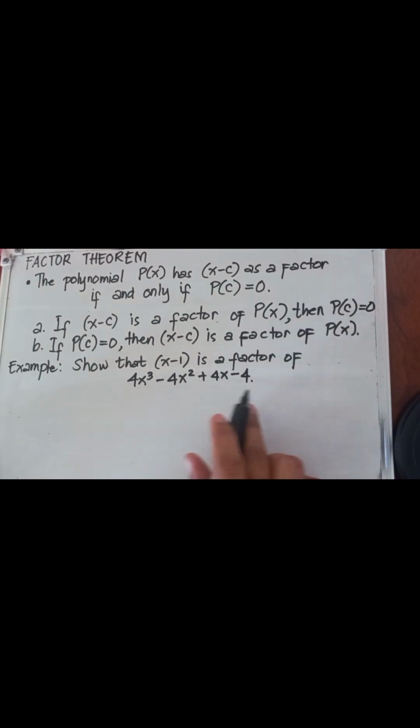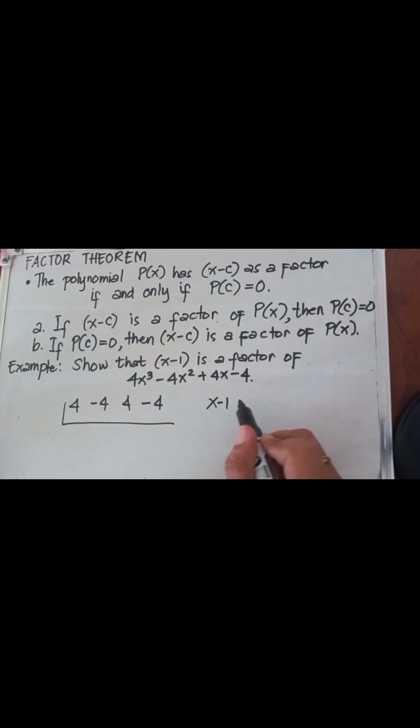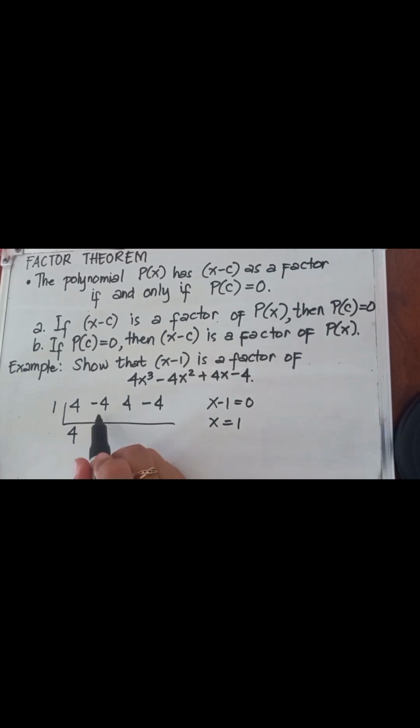Since the polynomial expression is already in standard form, we will now write the coefficients: 4, negative 4, 4, negative 4. For our divisor, equate that to 0. Then our x is equal to positive 1. So the divisor is 1. Bring down 4. Multiply 4 times 1, that is 4. Negative 4 plus 4, then that is 0.